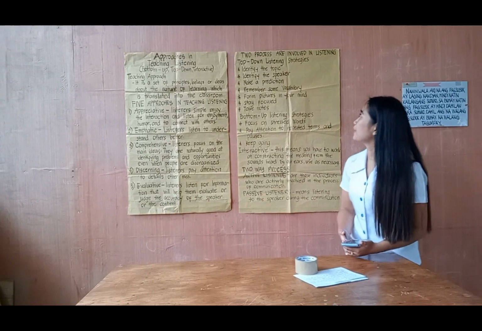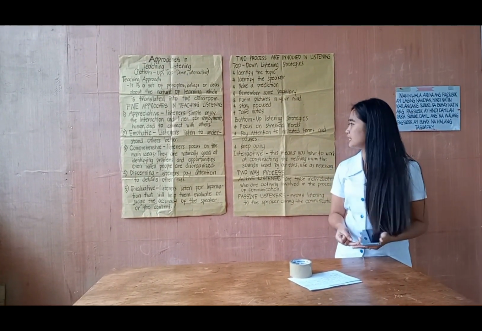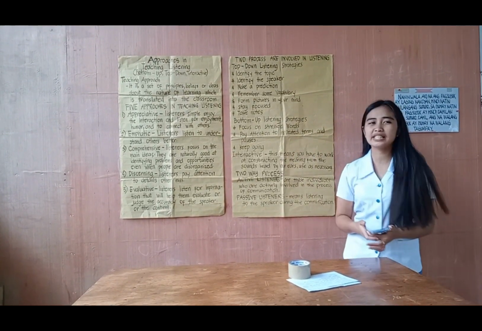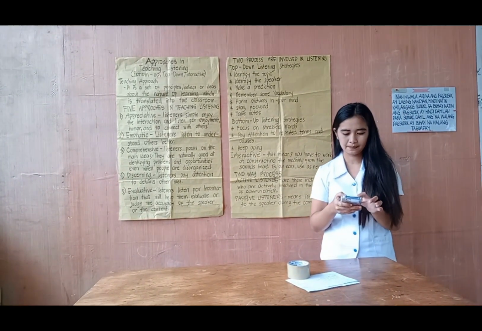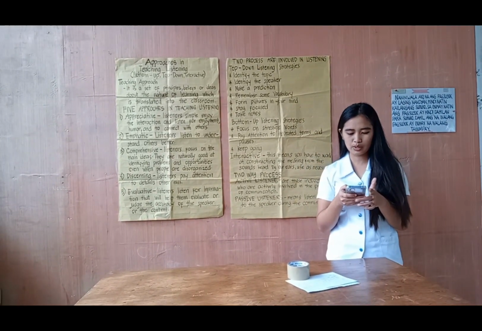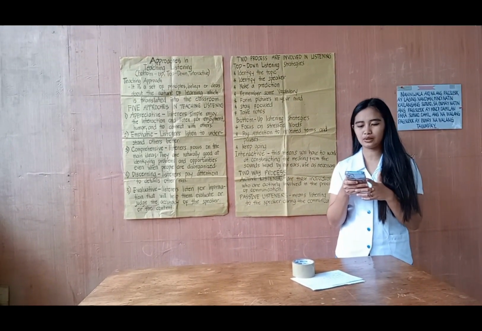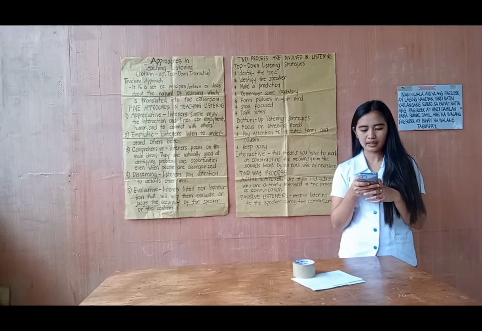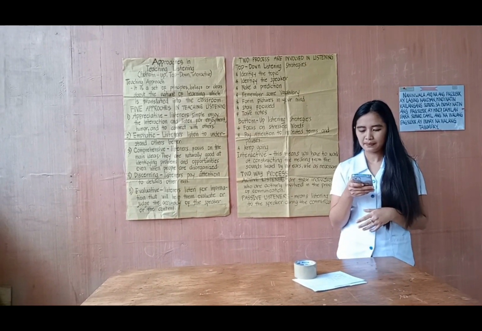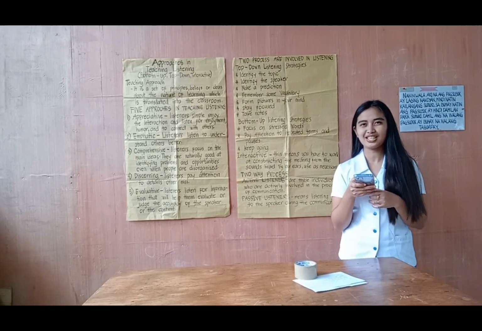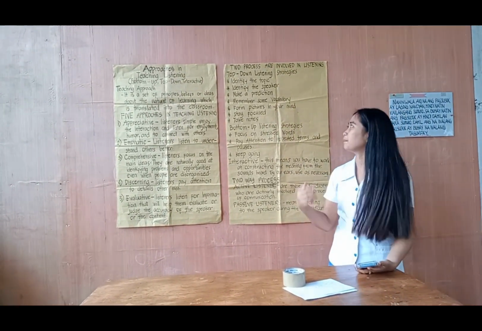And there are 2 processes involved in listening. They are top-down listening strategies and bottom-up listening strategies. First, what is top-down listening? Top-down listening happens when we use background knowledge to make sense of what we are listening to. We already know a fair amount about the topic, and the story or information we are getting fits into a previously established schema. And these are the listening strategies of top-down.